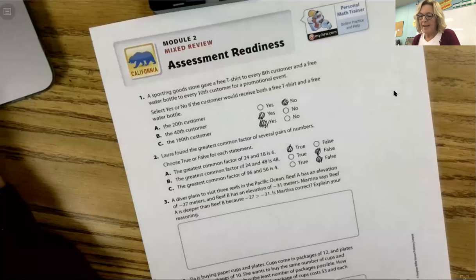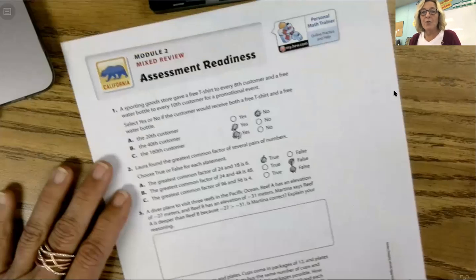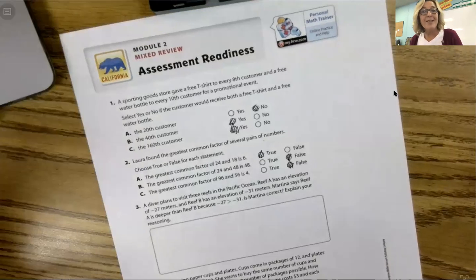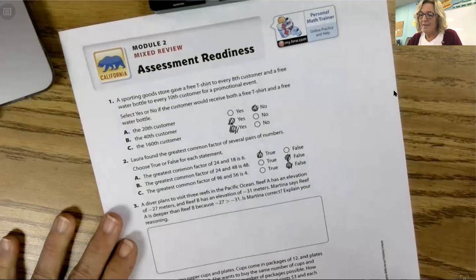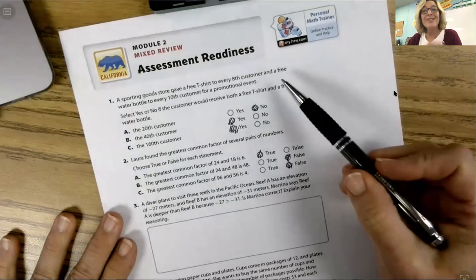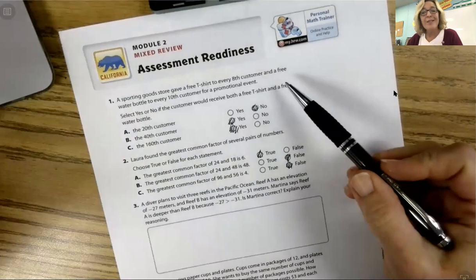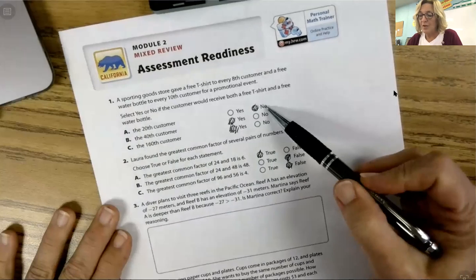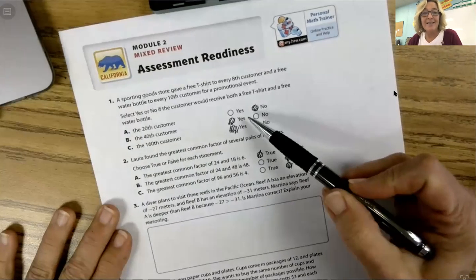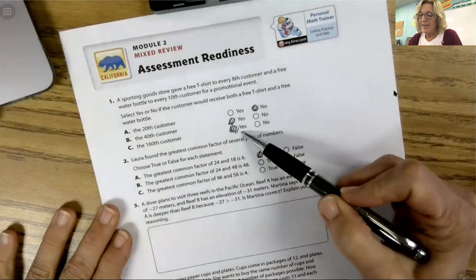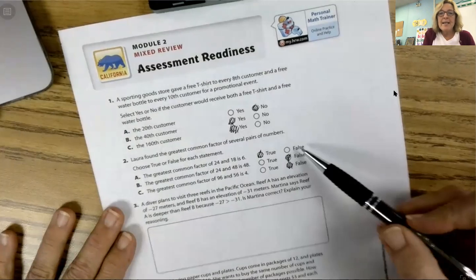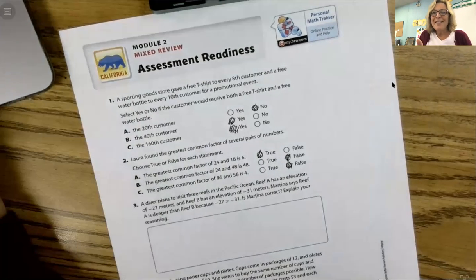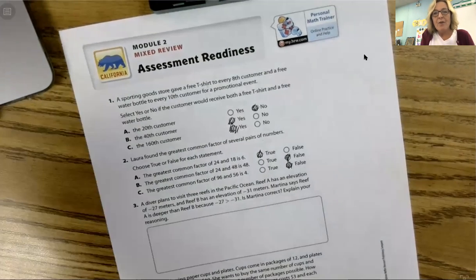Okay, on the next page, you have some yes, no, true, false questions. Whenever you have those kind of questions, you just got to read through it and try it to see if it works. So on the first one, you're looking for multiples, common multiples. It doesn't work on the 20th customer, but it does work on the 40th and the 160th customer. And then greatest common factor questions, true, and then false and false. If you got those right, good for you. If you didn't, you might want to take another closer look.